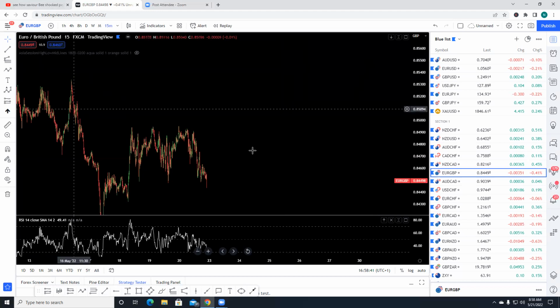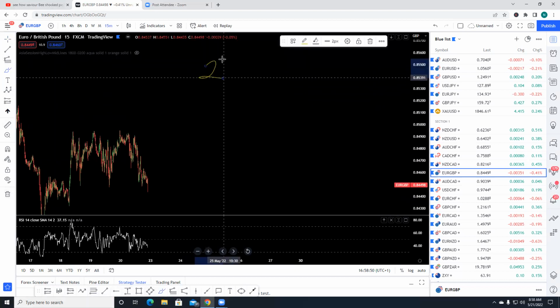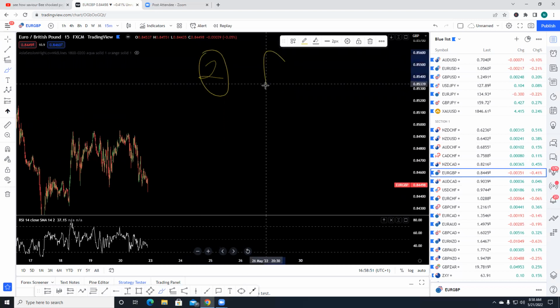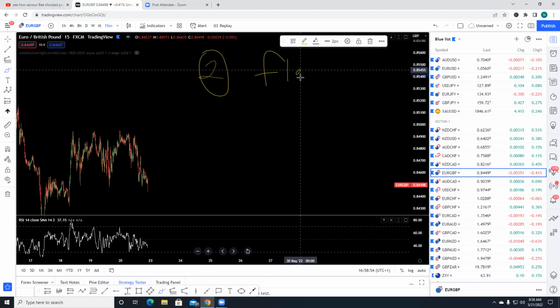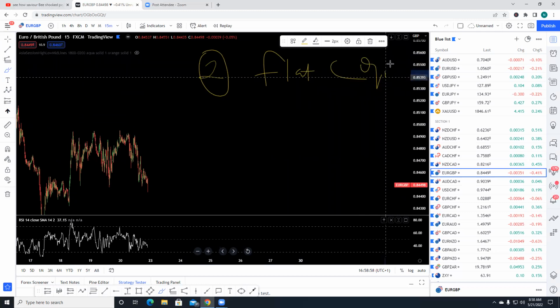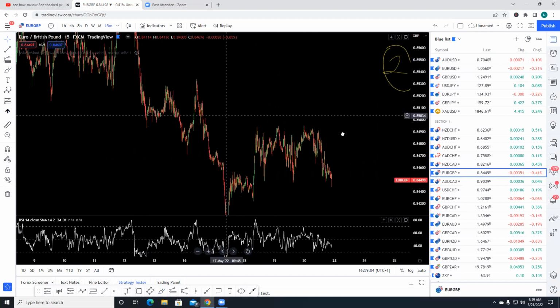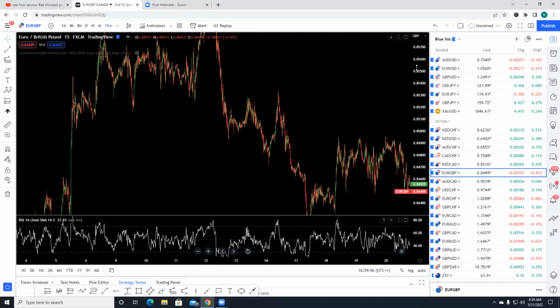All right, the second corrective structure we're going to take a look at this evening, guys, is a flat corrective structure. That's number 2. We have the flat corrective structure. Okay. Why do we call it flat, guys? Because it is sideways in nature. That's why we call it flat corrective structure.